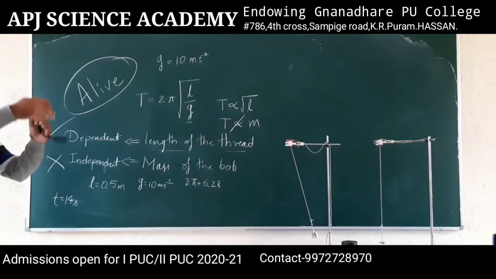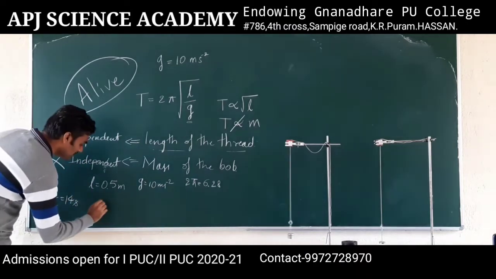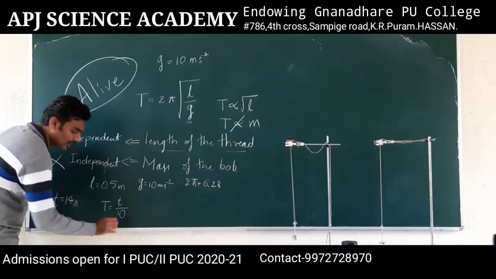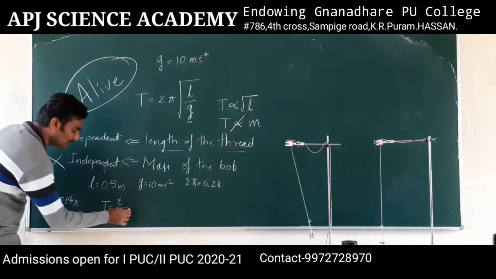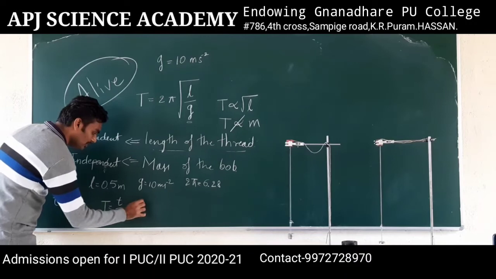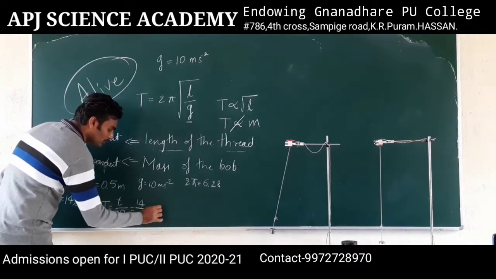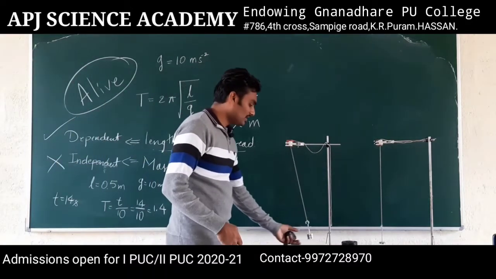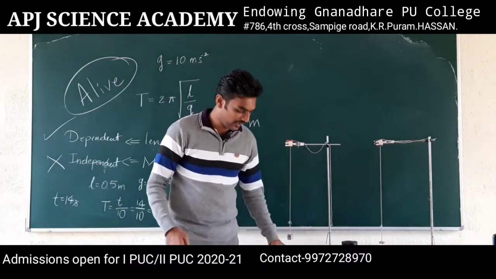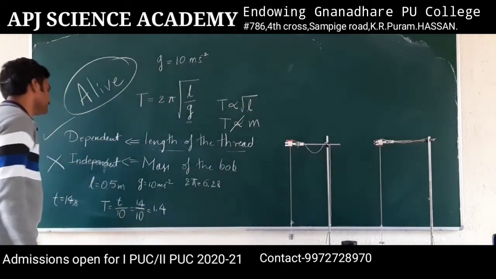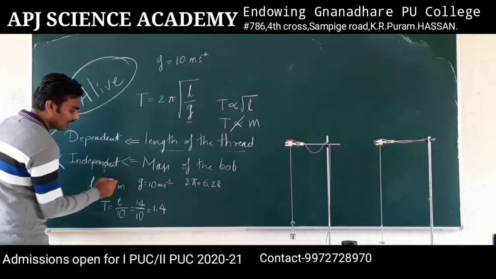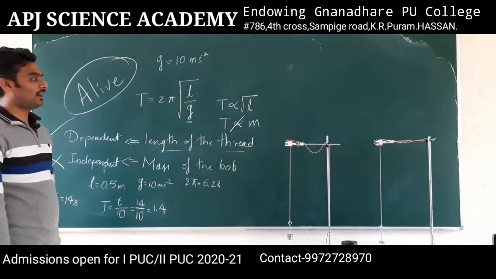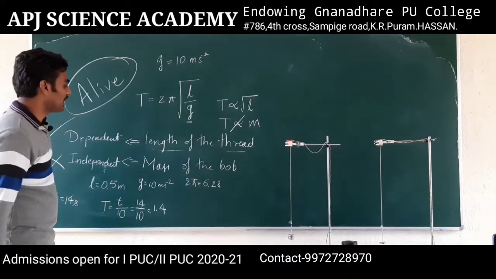This is for 10 oscillations. For one oscillation, as I say, it is the total time taken for 10 oscillations divided by 10, isn't it? Basic math. So it is 14 by 10, which is equal to 1.4. So the time period of the oscillation is 1.4 seconds. Now you have the T value, L value, g value and 2 pi value. It is just about the calculation part, right? Let us go for the calculation and verify.